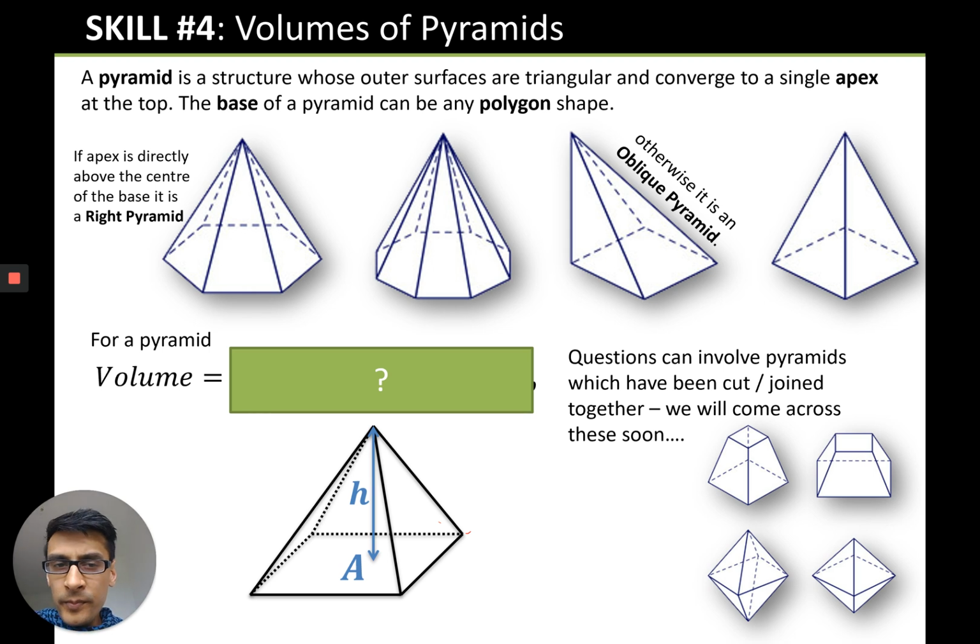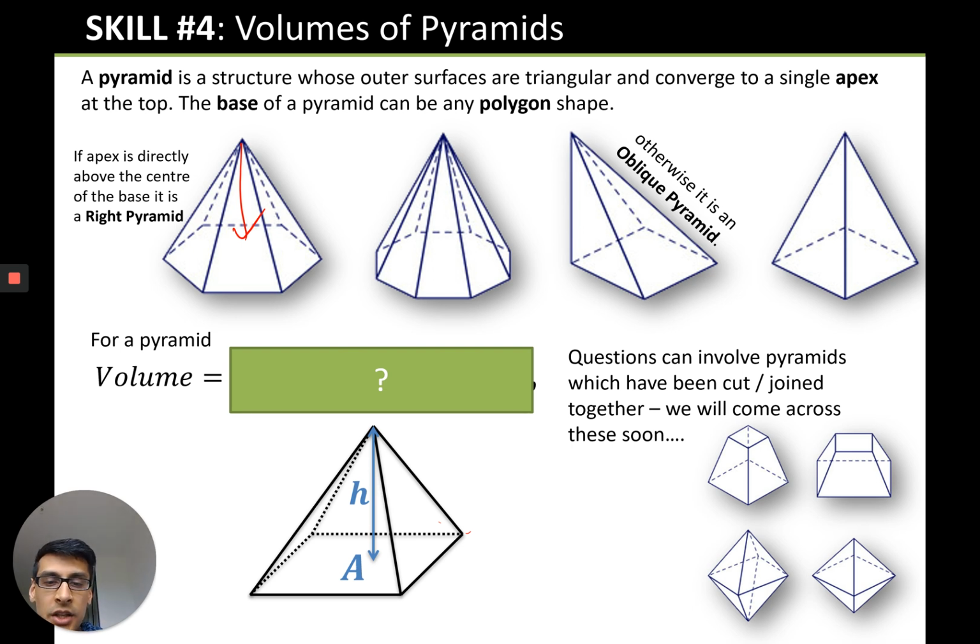So just be aware that the apex can be directly above the center, or, if it's not on the center, it might be shifted. In this case, you can see there's a right angle formed here between all of the sides. So an oblique pyramid is something you might come across as well.